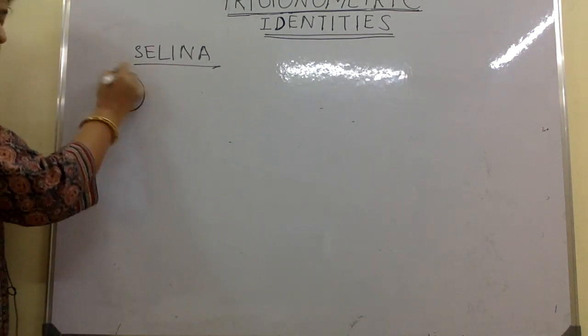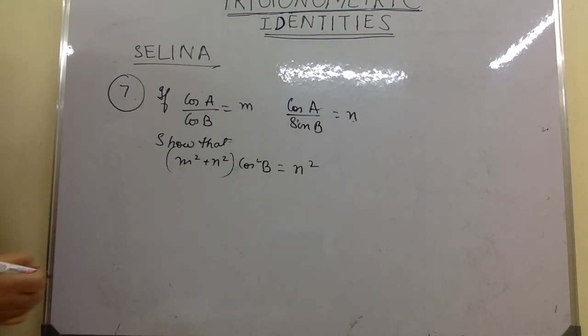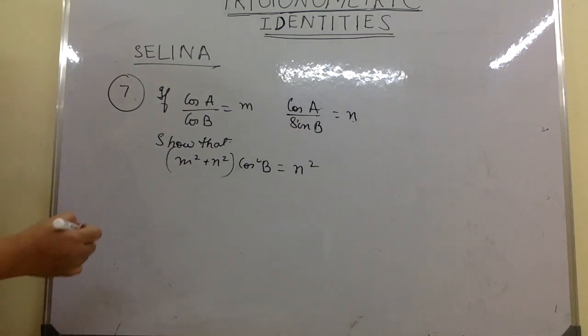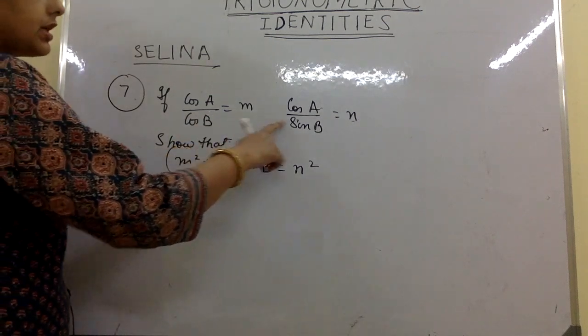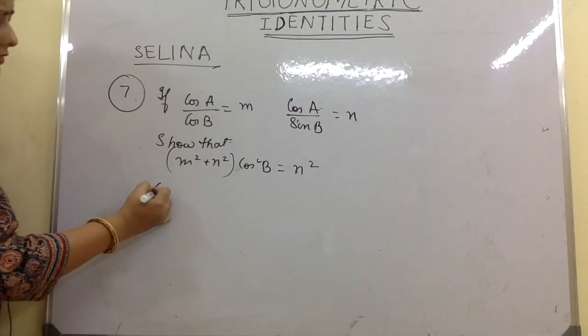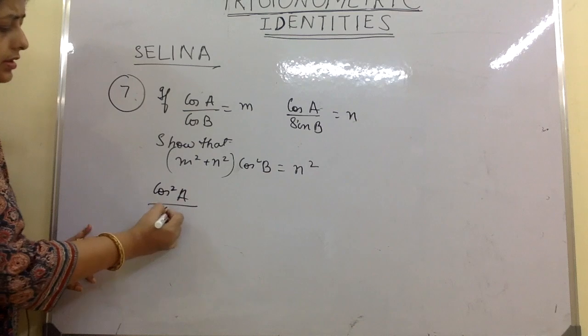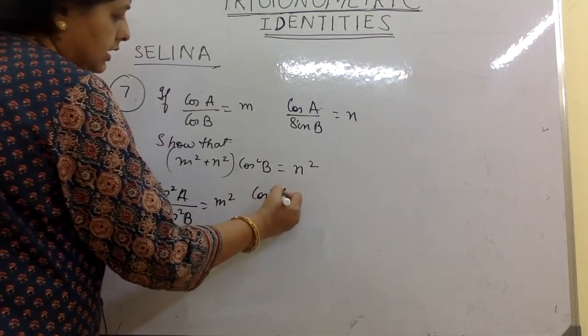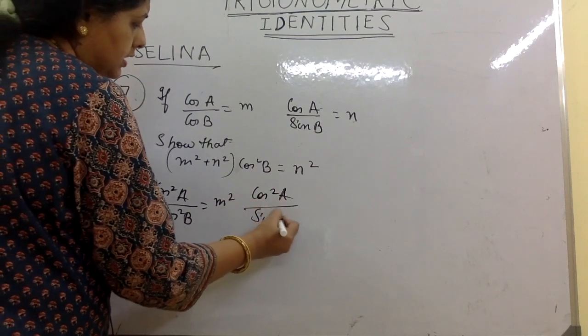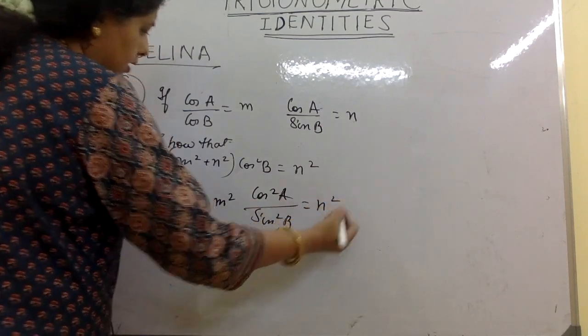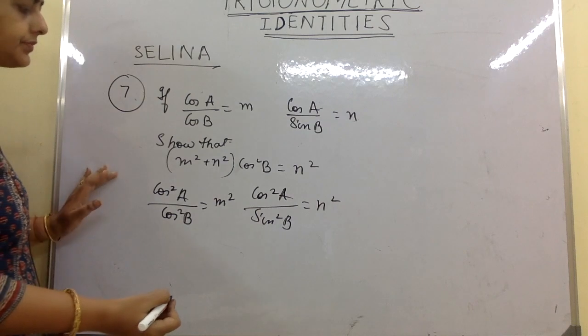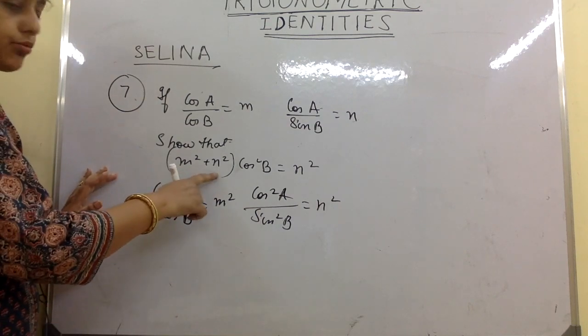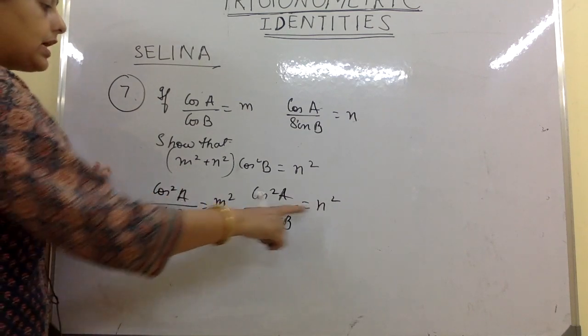7th question. Now this is the 7th question, the last sum of the exercise. I need m square, I need n square, so I will just get that. Yes, m is cos a cos b, so m square is cos square a cos square b, and n square is cos square a by sin square b. Then m square plus n square. So I will add these two.